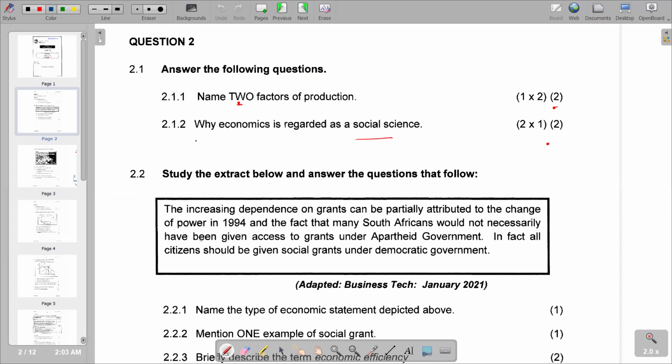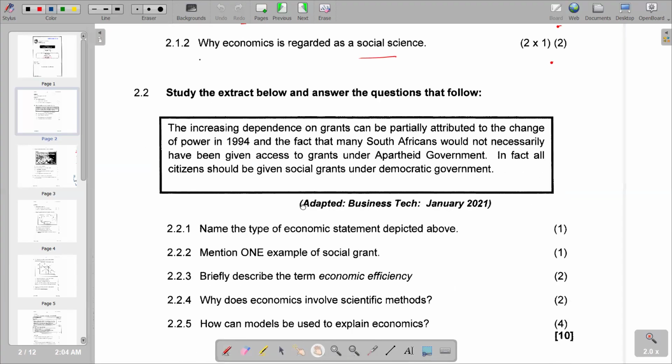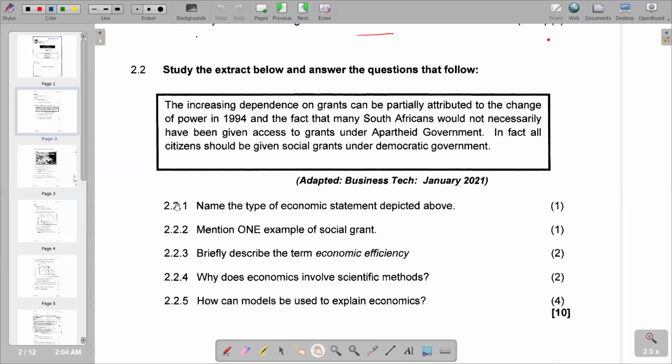The extract reads: the increasing dependence on grants can be partially attributed to the change of power in 1994. In fact, that means South Africans would not necessarily have been given access to grants under apartheid government. In fact, all citizens should be given social grants under democratic government. So this is the exercise that we are given that you just need to comprehend before you attempt the question. 2.2.1, name the type of economic statement depicted above.